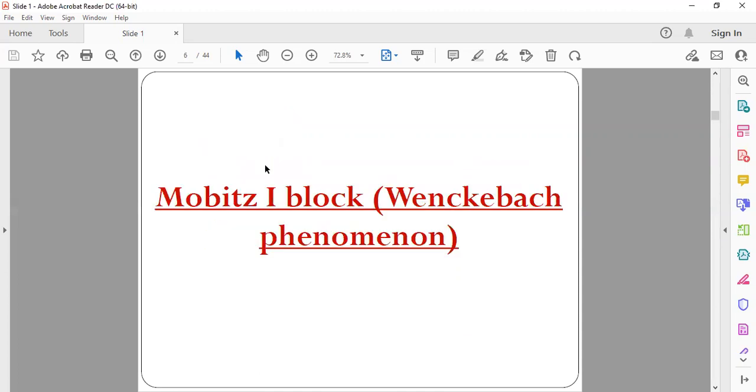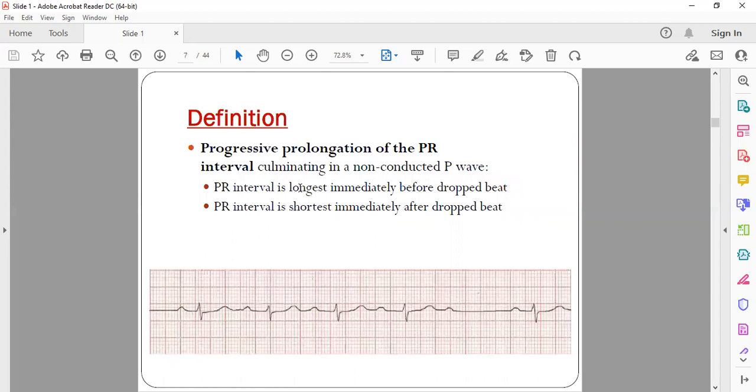So now we'll be talking about Mobitz type 1 block, that is Wenckebach phenomenon. So there are three types of heart blocks, that is called type 1, type 2, type 3, and there is high grade AV block. So we'll be talking about Mobitz type 2 block, this is type 2A block. So Mobitz 1 block is Wenckebach phenomenon. So what do you see in Wenckebach phenomenon? There is progressive prolongation of the PR interval.